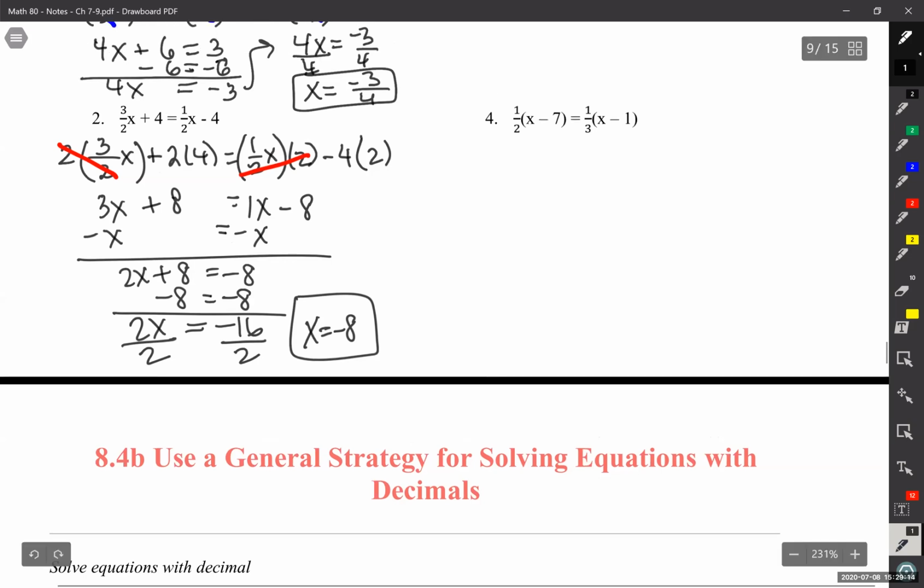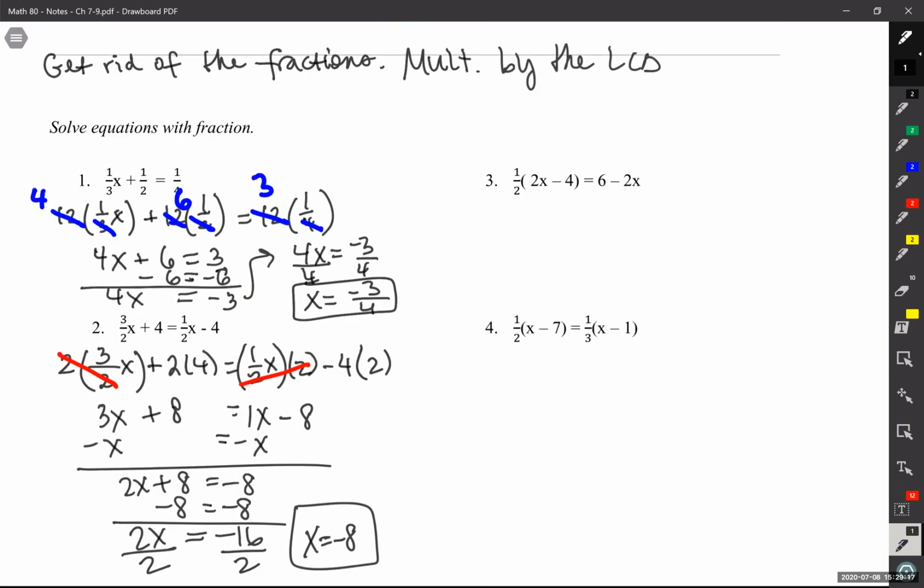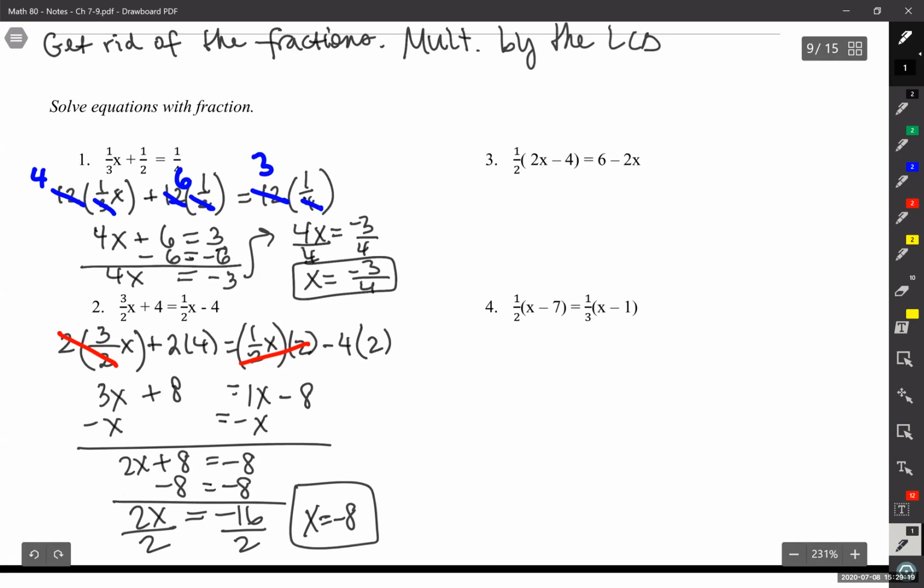Okay, moving up to number 3, we're still solving equations with fractions. Now, this one's a little different because I have a distribution that needs to be done. I'm going to look ahead, and I can see that half of 2 and half of 4, well, that's not really the worst fraction we've done. We can take half of those numbers because they're even. So I'm going to distribute, and half of 2x is x, and half of 4 is 2. Just by distributing, I was able to get rid of all the fractions.